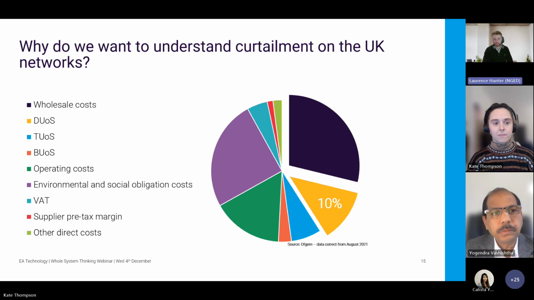So one of the things we're interested in looking at is understanding whether targeted increases in hosting capacity, which would have to be paid for, may actually lead to a larger decrease in wholesale costs, which leads to an overall system benefit to consumers in the UK.